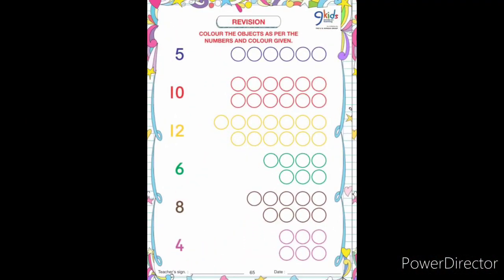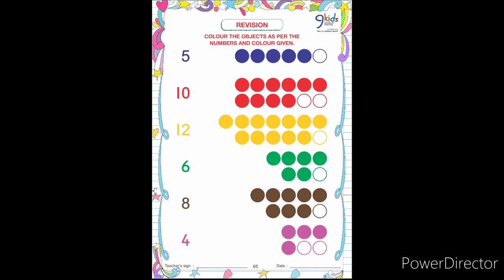This is the second worksheet. In this worksheet, you had to color the objects as per the numbers and color given. See, this is my worksheet. I hope you all have done it correctly.